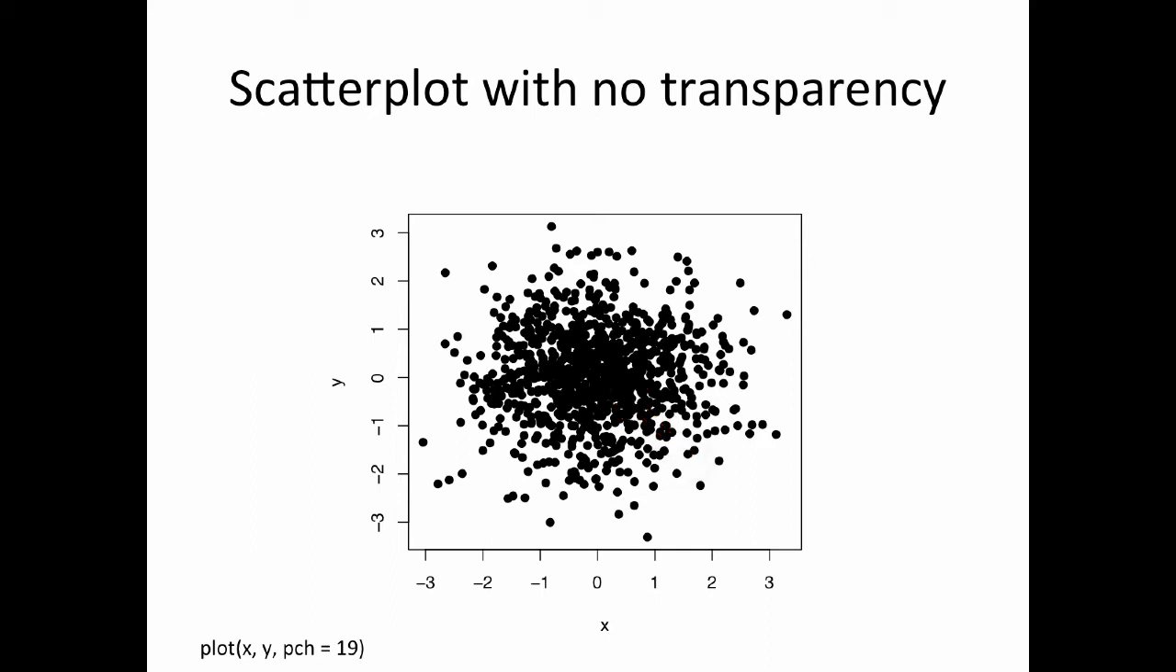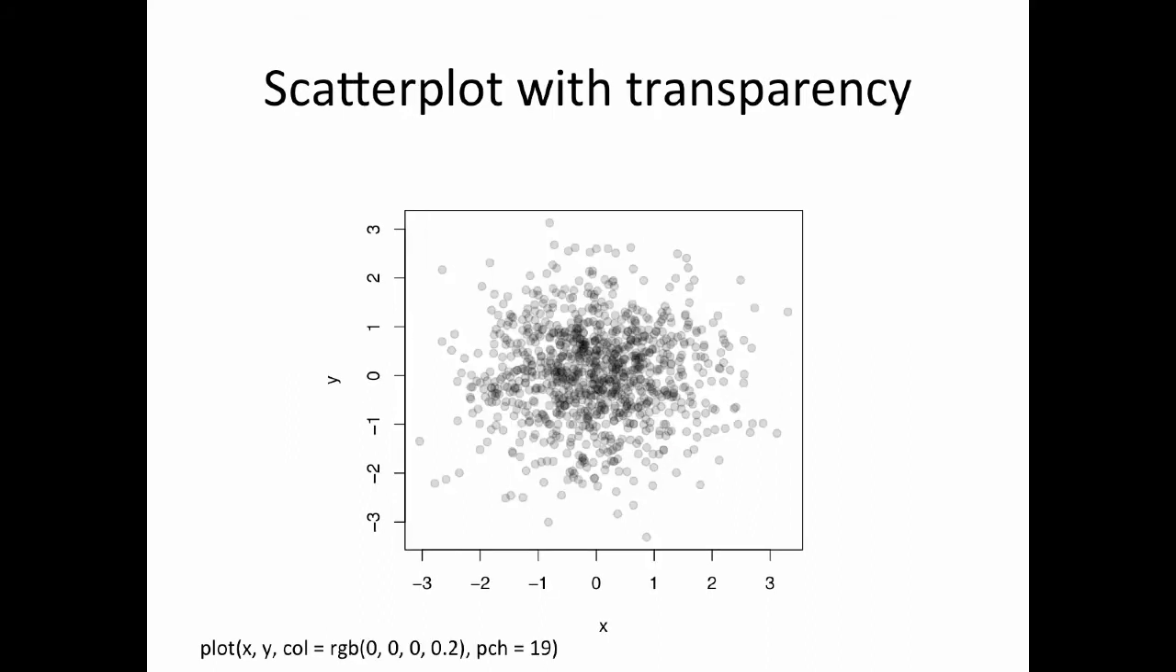If I add a little transparency to the plot, you'll see that the circles become transparent. When they overlap each other, you can see through them, so the areas where there are lots of points overlapping get darker, and where no points overlap, you just see a transparent circle.